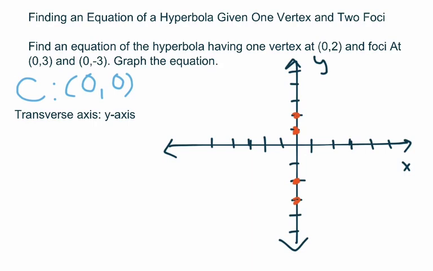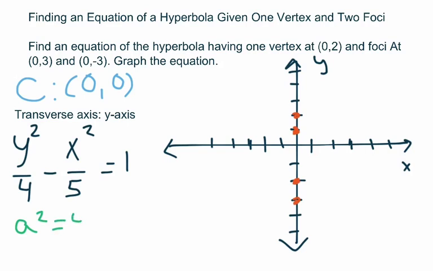And since this is a hyperbola centered at the origin with the transverse axis along y, the form of the hyperbola is y squared over 4 minus x squared over 5 equals 1, where a squared equals 4 and b squared equals 5.